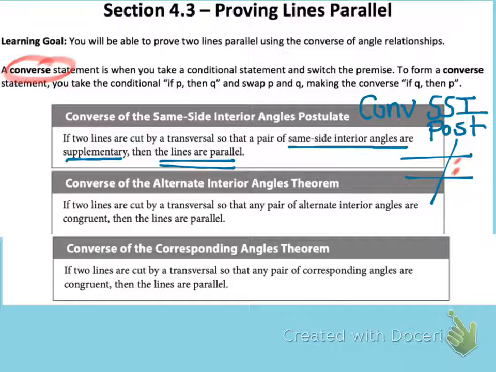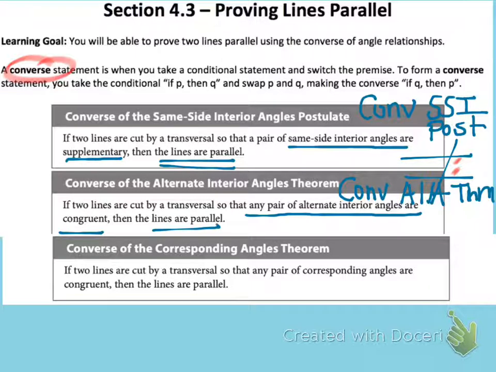Now the next one is the converse of the alternate interior angles theorem, and again, a little abbreviation: converse of AIA theorem. This one says, if two lines are cut by a transversal so that any pair of alternate interior angles are congruent, then the lines have to be parallel. So our hypothesis is we've got a pair of alternate interior angles that are congruent in measure, then the conclusion is that the lines have to be parallel. And again, think about what the drawing would look like.